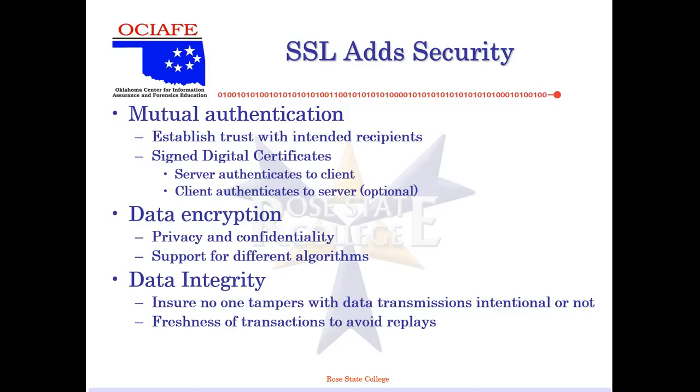SSL, though, like we said, added 3 parts of security. It added mutual authentication. That's where it establishes that trust relationship. The acknowledgements and receipts come back and say, okay, they are who they say they are. The server authenticates to the client, and the client authenticates the server. It's a mutual authentication. Both say who they are and they validate it.